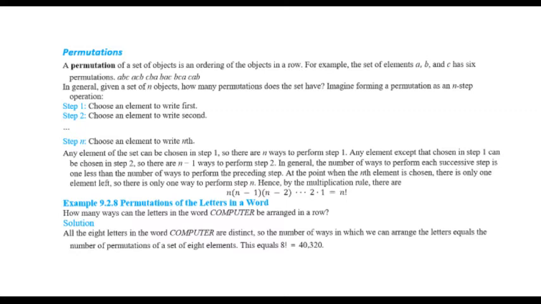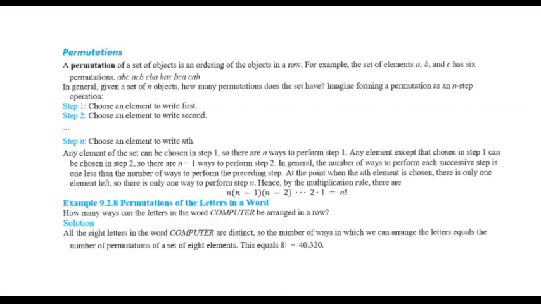Okay, so let's see an example 9 to 8, which is about counting the number of permutations of letters in a word. For example, the question is how many ways can the letters in the word computer be arranged in a row? The answer is there are 8 different letters in the word computer, so these 8 letters are distinct, and as a result the number of ways that you can arrange these letters is equal to the number of permutations of a set containing all of these 8 letters.